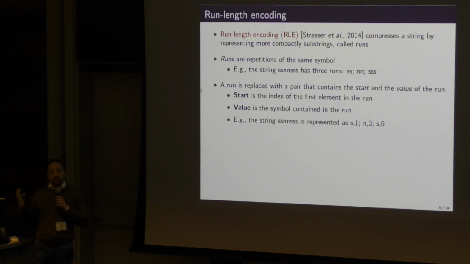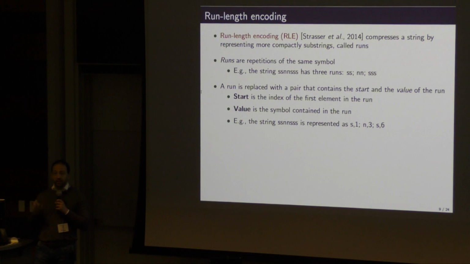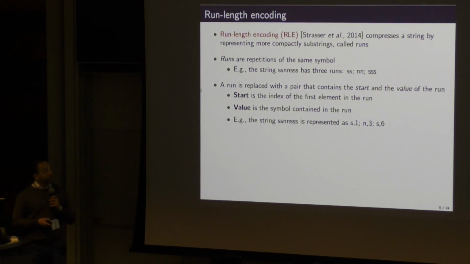The size of the first move matrix can be a strong limiting factor. So we need to compress the matrix, and run-length encoding does it. Specifically, it compresses a string by representing more compactly substrings that we call runs. Each run consists of a repetition of the same symbol. So for instance, take this string: double south, double north, triple south. It has these 3 runs.